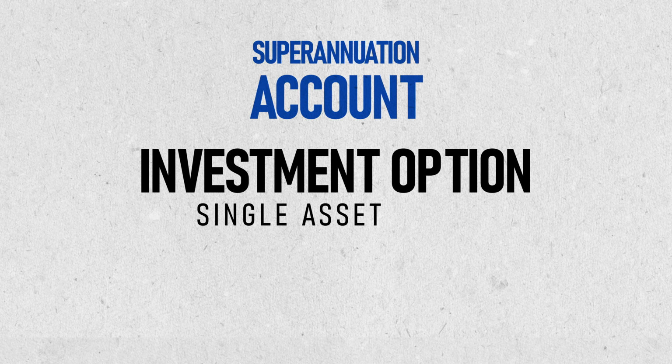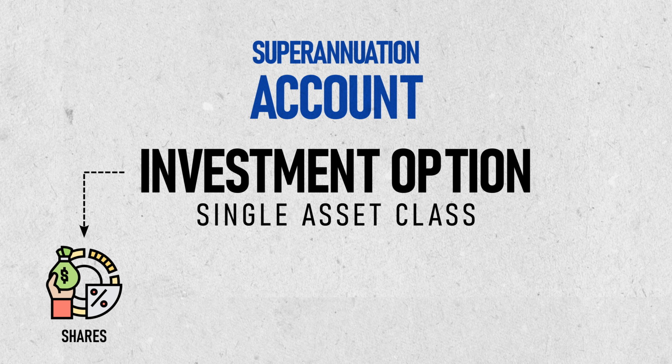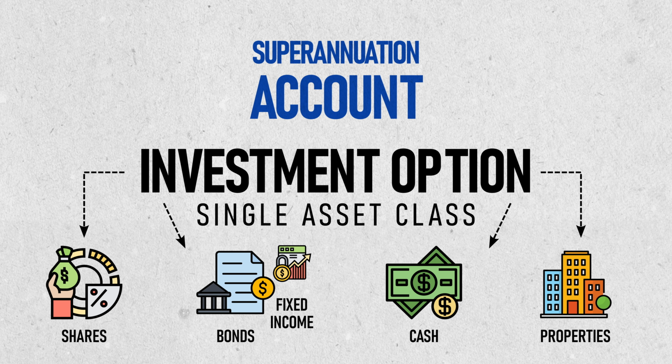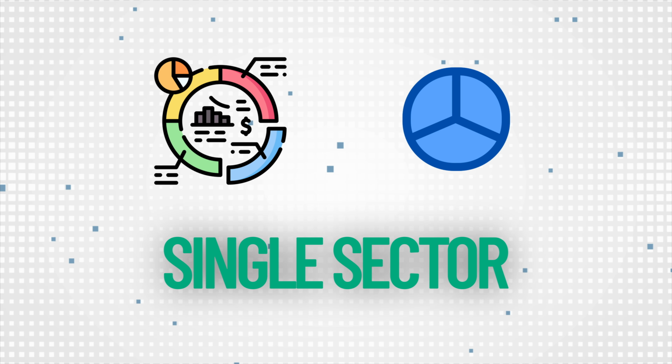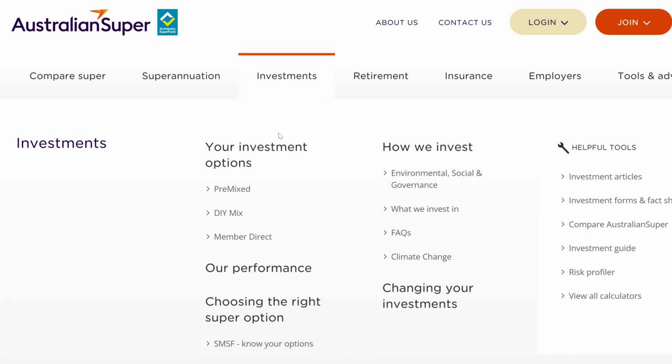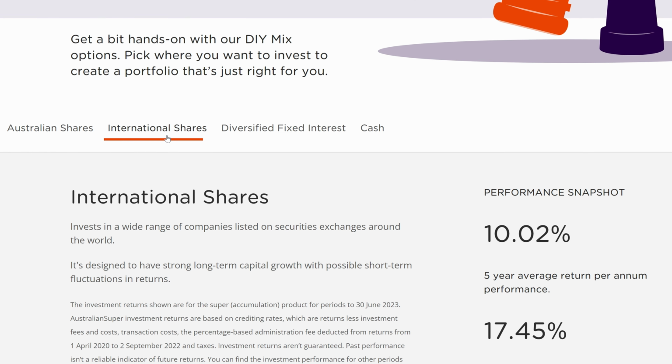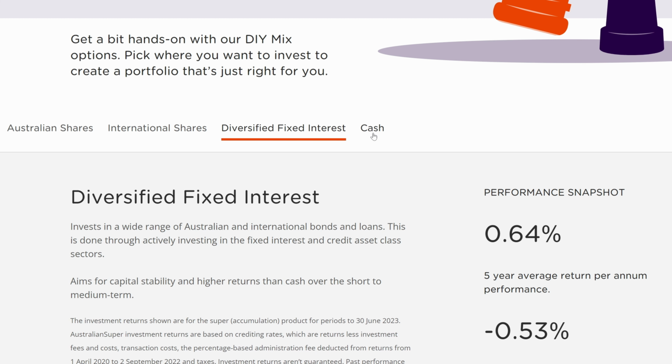If it is investing in a single asset class, typically shares, bonds, or what they call fixed income, cash, property, these individual options are called single sectors or specialist asset class options. Let's take AustralianSuper's single sector options as an example. They offer 2 share options, Australian shares and international shares, 1 bond option, diversified fixed interest, and 1 cash option.